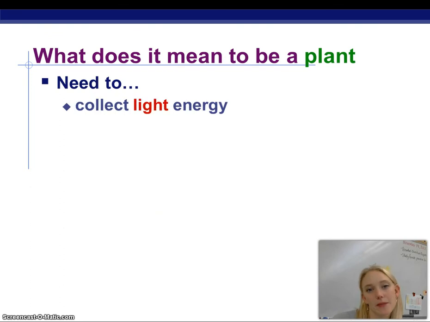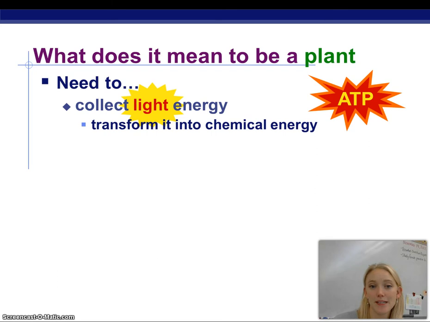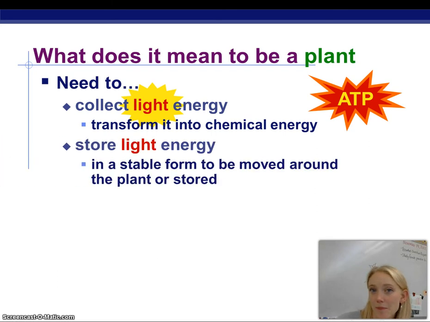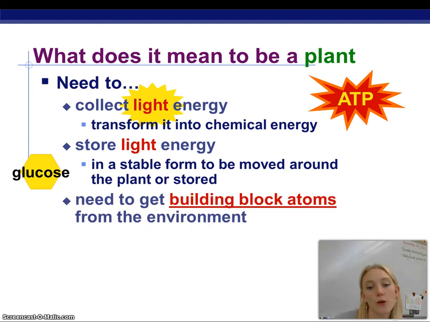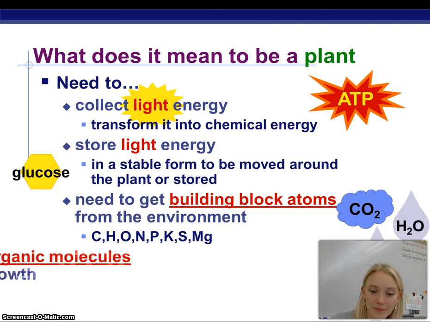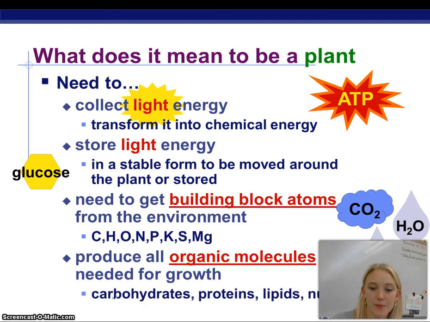So in order to be a plant, you have to be able to collect light energy and transform it into chemical energy, or ATP. And then we have to store that light energy if you're a plant, and it has to be a stable form that can move around. And that stable form is usually glucose, but it could be starch or sucrose or something else. They get the building blocks of atoms from the environment, so usually from the soil. And it's a bunch of different atoms: carbon, hydrogen, oxygen, nitrogen, phosphorus, potassium, sulfur, and magnesium. And they produce all organic molecules needed for growth. Okay, so the carbohydrates, proteins, etc. that they need. So that's what it means to be a plant.